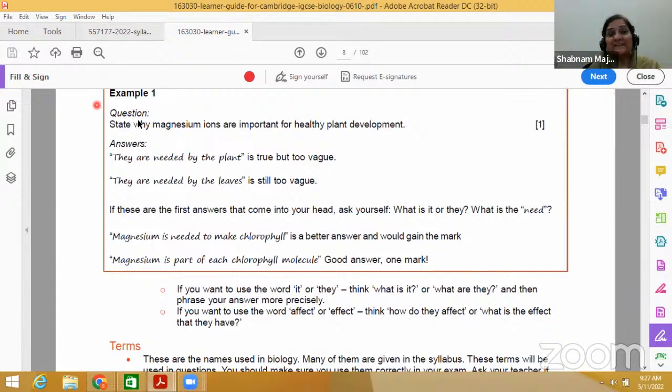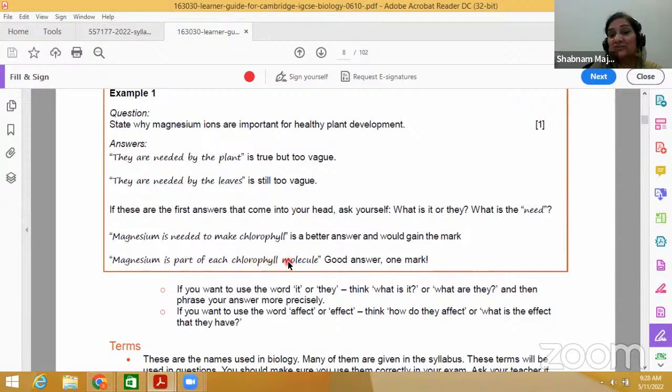Okay. Now, this is an example. Question number 1. State why magnesium ions are important for healthy plant development. Now, if you just write they are needed by the plant, it's too vague. They are needed by the leaves, too vague. If these are the first answers that come into your head, ask yourself, what is it or they? What is the need? So the answer is magnesium is needed to make chlorophyll. So it is a better answer and would gain the mark.